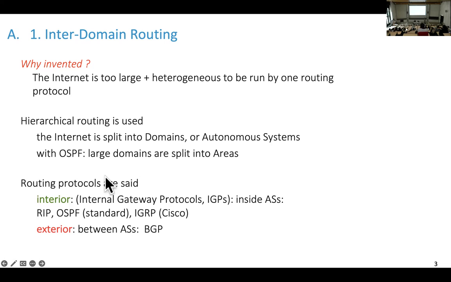So we split the internet into domains. For example, EPFL is one domain. Switch is one domain. Swisscom is one domain. Inside a domain, we could do anything as long as we do the routing correctly. The most widespread one is OSPF. To interconnect such domains, we do BGP.